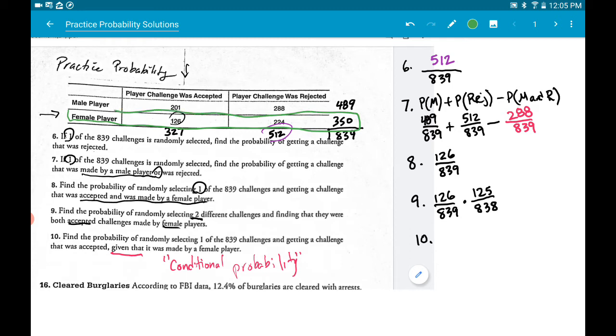So this is the first one, I think, on this where the denominator is not going to be 839. The denominator is going to be 350. We're saying just look at the female players, and now what's the probability that it was accepted? There's a 126 out of 350. Again, this bottom was the total females now. And the hint there was from the fact that it said, given that, we're just looking at the females, given that it was made by a female player.